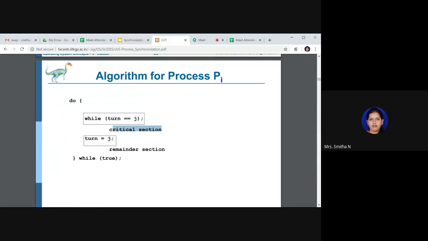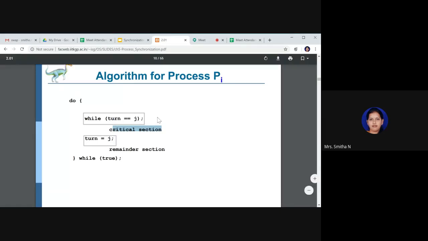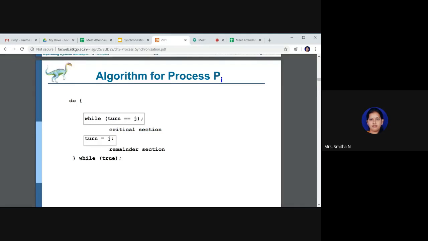If Pj tries to enter into critical section, what happens? Turn for Pj will be j. j equal to j is true. So it's an infinite loop. So Pj will be stuck inside this loop and it will not be allowed to enter into the critical section. Okay, so Pi tries to enter in the beginning. This while loop will be false and it enters into critical section and exits by setting j so that it makes a way for Pj to enter next.